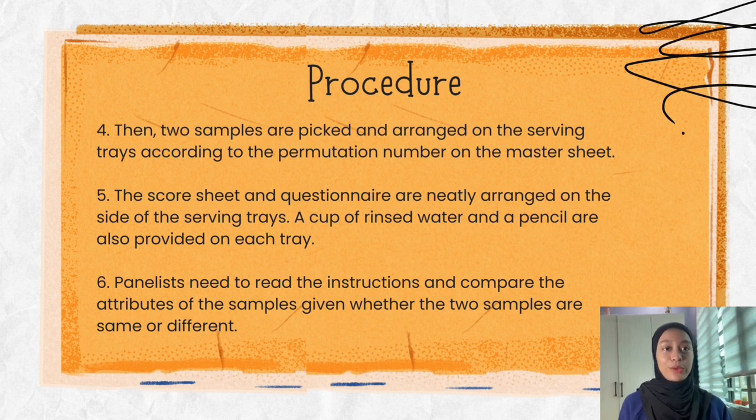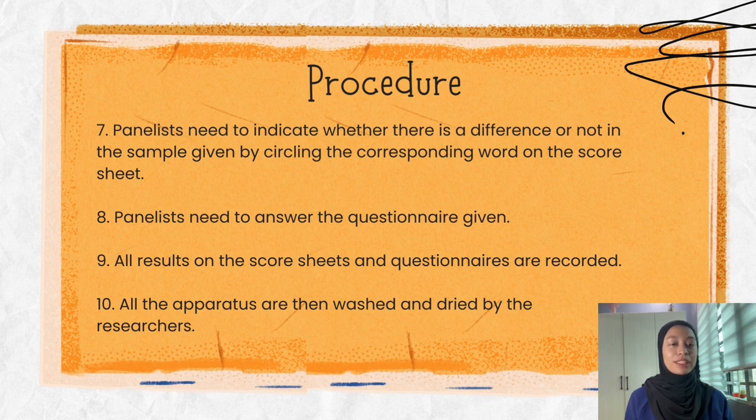Next, the score sheet and questionnaire are neatly arranged on the side of the serving trays. A cup of rinse water and a pencil are also provided on each tray. Panelists need to read the instructions and compare the attributes of the samples given, whether the two samples are the same or different. Panelists need to indicate whether there is a difference or not in the samples given by circling the corresponding word on the score sheet. Then, panelists need to answer the questionnaire given. All the results on the score sheets and questionnaires are recorded. All the apparatus are then washed and dried by the researchers.